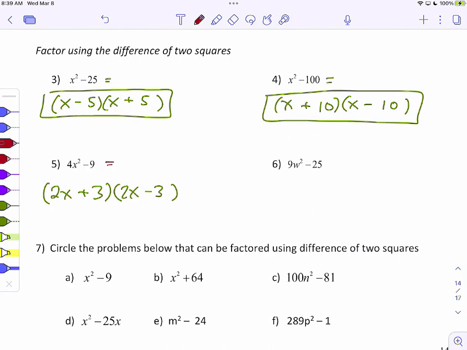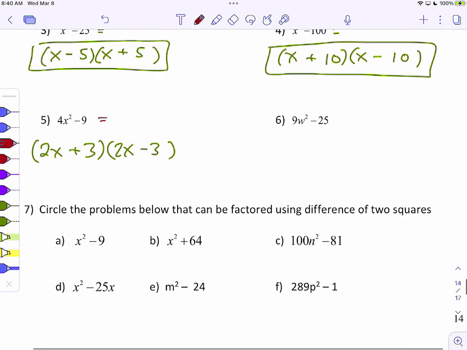And if you're ever unsure about your answer, just multiply it out. Do FOIL. I know you know how to do FOIL, so you can just do all FOIL, and it should work out to be that answer. And then somebody might say, well, what if that number wasn't a 9? What if that number was an 8? Then you couldn't do this. What if that was a plus? Can't do this. It's got to be where these numbers are perfect squares.